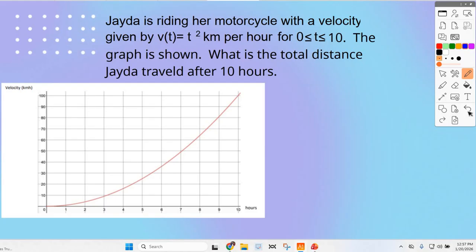5 or 10 rectangles would be nice, right? Because then all of our widths are going to be a nice, pretty number, right? With 5, each of them would be 2. With 10, each of them would be 1. Are we all okay with that? Okay.